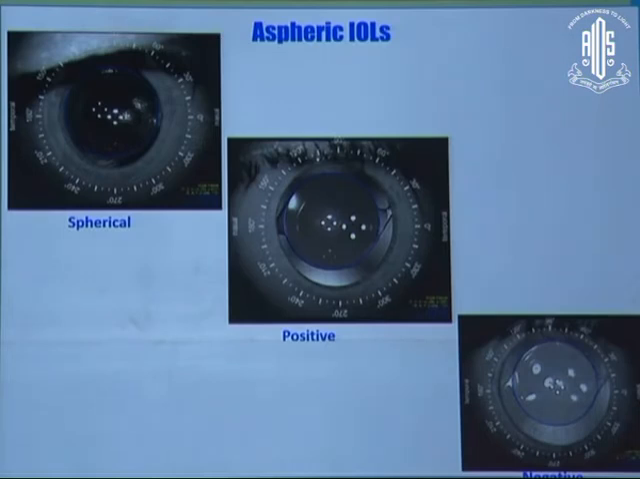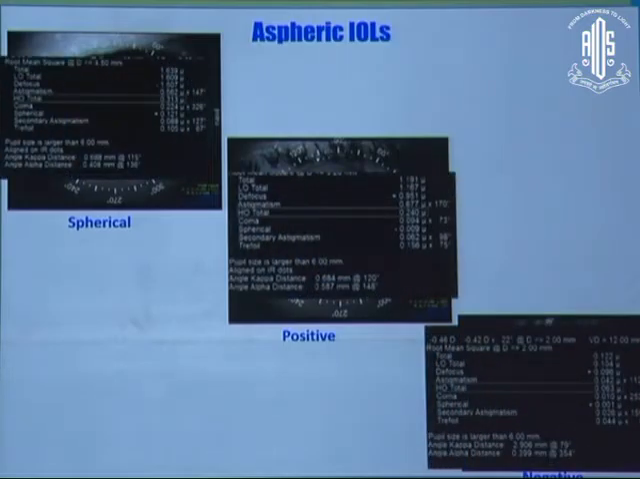We also tried to classify our patients based on the type of IOL which was inserted, whether it was a spherical, negative aspheric or positive aspheric IOL, and tried to look at their higher order aberrations and quality of vision metrics later. So far the sample size is small, hence conclusively saying anything would be difficult at this stage.